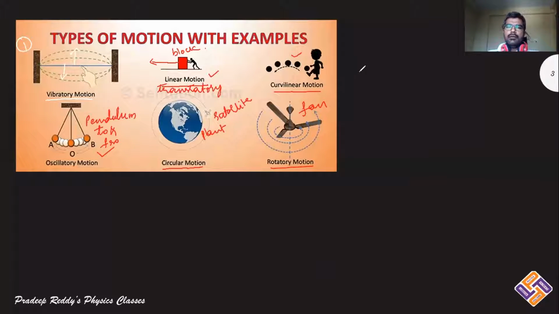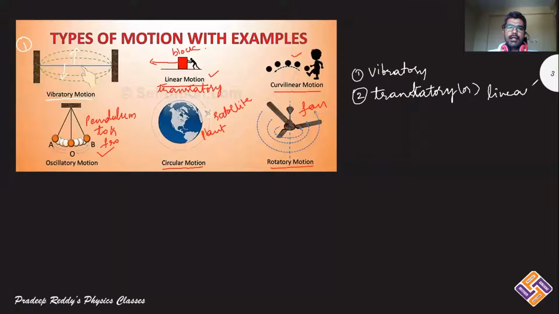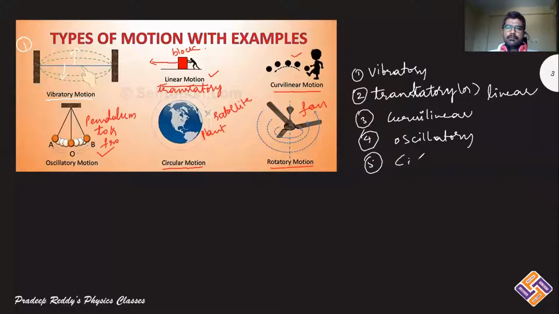Number one, they are vibratory. Number two, translatory. Translatory motion is also said to be linear motion. And the third is curvilinear. Number four is oscillatory. Number five is circular motion. Number six is rotational motion.